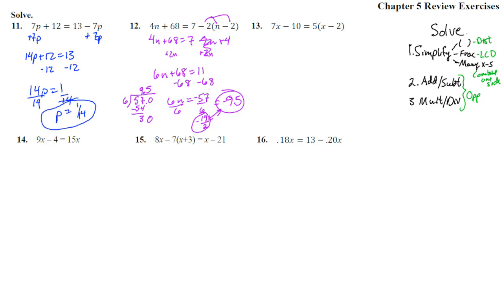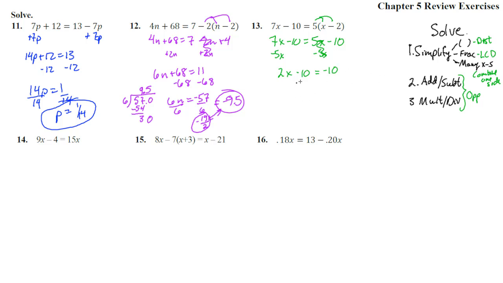All right, next one. Number 13. 7x minus 10 equals 5 times x minus 2. Are there parentheses? Yes, let's distribute. So we get 7x minus 10 equals 5x minus 10. We have many x's. Let's get the x's together. Subtract 5x from that side. Subtract 5x from that side. Those guys are gone, and we have 2x minus 10 equals negative 10.